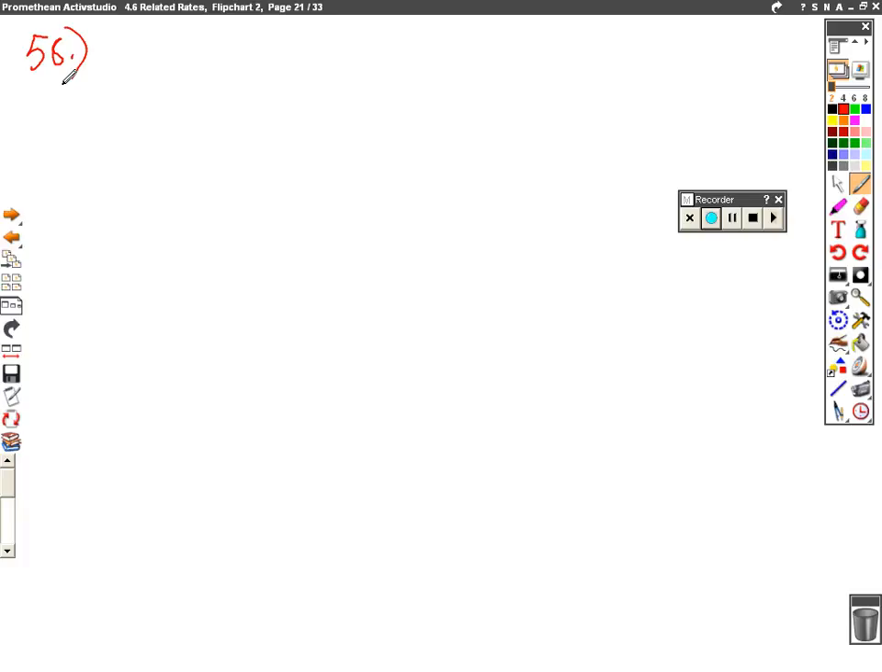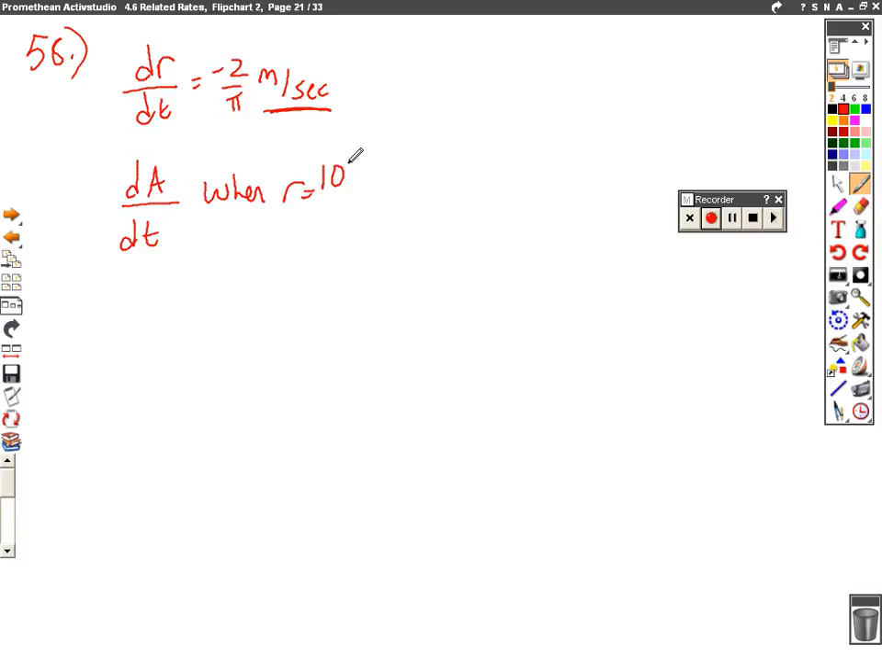Number 58, changing area. The radius of a circle is changing at a rate of -2 over pi meters per second. So radius is changing, which tells us it's dr/dt, -2 over pi meters per second. And the units are really just to help us with our answer at the end. We want to know at what rate, dt, is the area changing, dA, when r equals 10 meters.